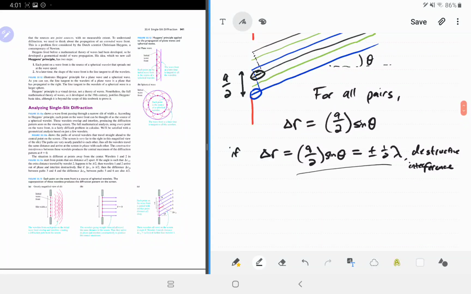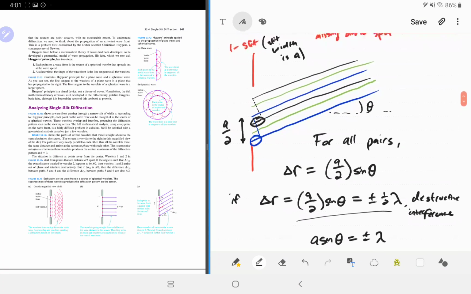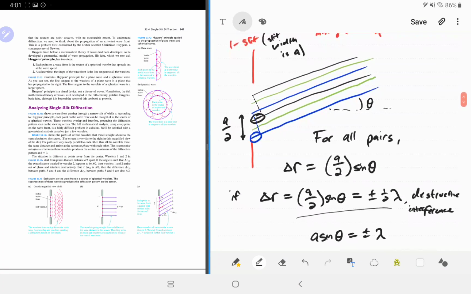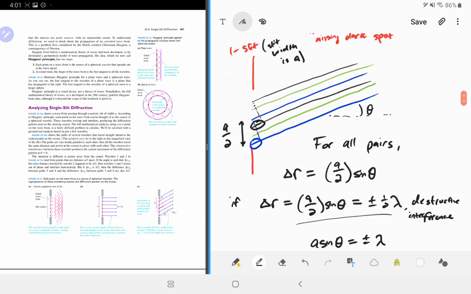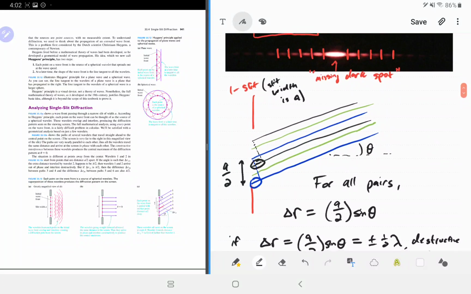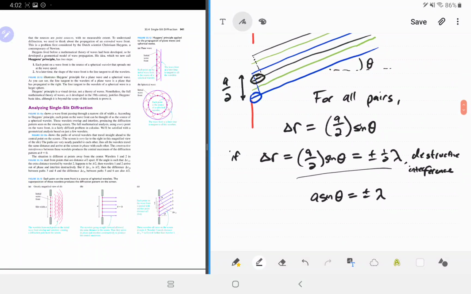All right. So I'm going to take this and just multiply both sides by 2. So a sine theta equals plus or minus lambda. So a is just the slit width, lambda is the wavelength of light. This is saying that at a specific angle, and there's plus or minus, there's one on both sides, you get a dark spot. Okay, so that explains one of the dark spots.